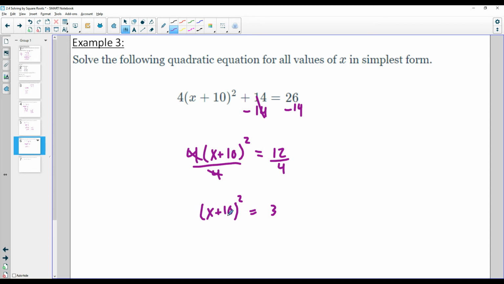And again, now that I have this whole thing squared, this one gets a little tricky, but now I could take the square root, right? Whenever I take the square root, I have to do plus or minus. So from here, the squared goes away, and we're just left with x plus 10, and then we have plus or minus the square root of 3.